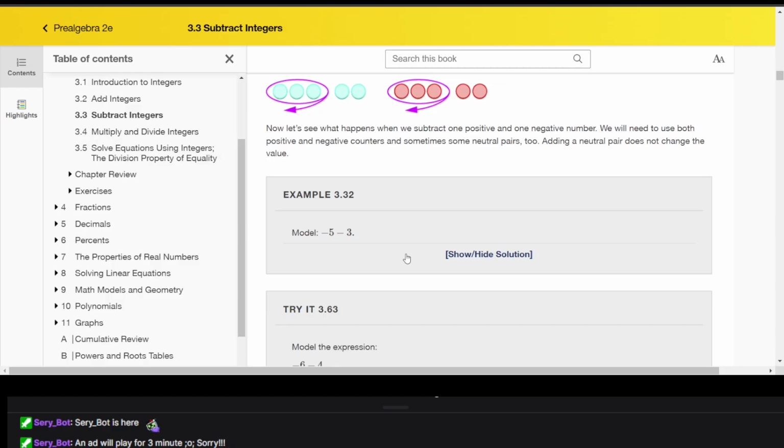Now let's see what happens when we subtract one positive and one negative number. You need to use both positive and negative counters and sometimes some neutral pairs too. Adding a neutral pair does not change the value.